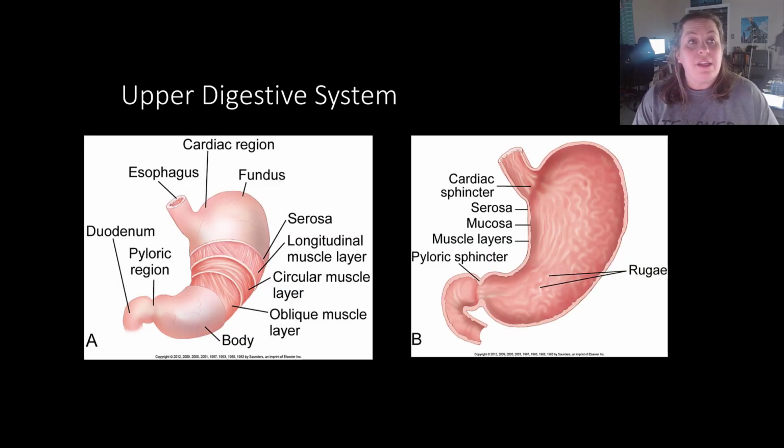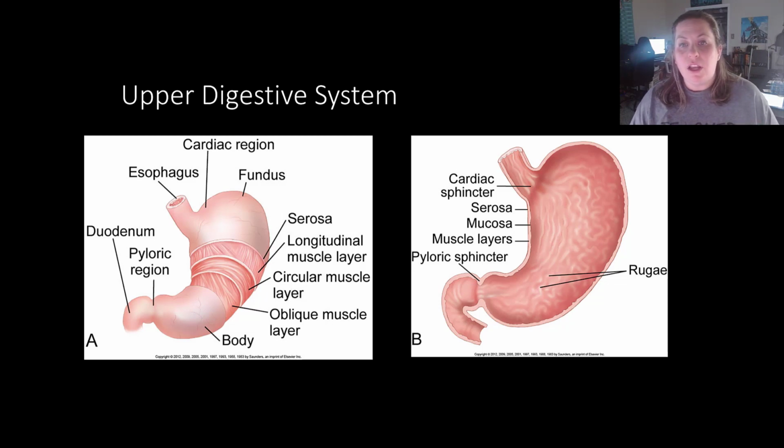All right, so then the next one is part of the upper digestive system as well, and this one's looking a lot more at the stomach. But before we get to the stomach, remember it does start in the oral cavity, going then to the throat, which is the pharynx, traveling down the esophagus, and then we finally get into the stomach.